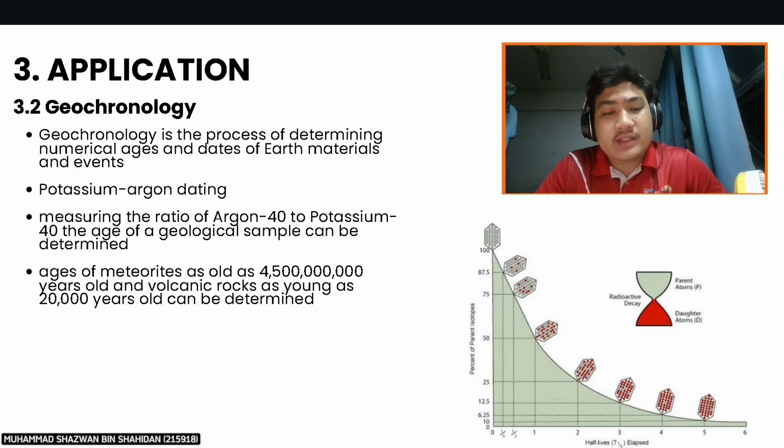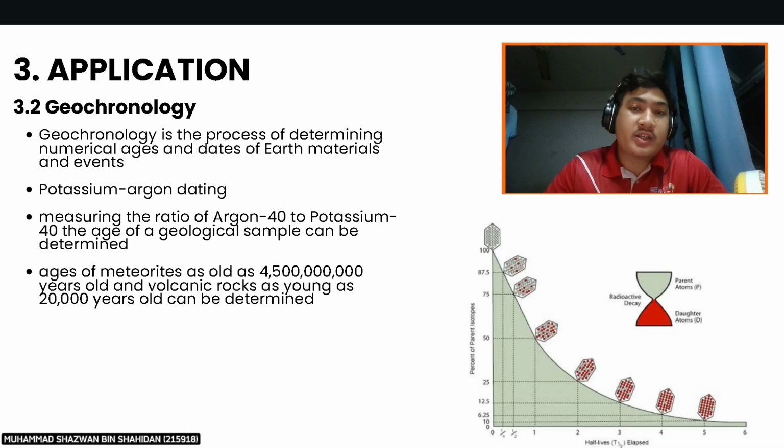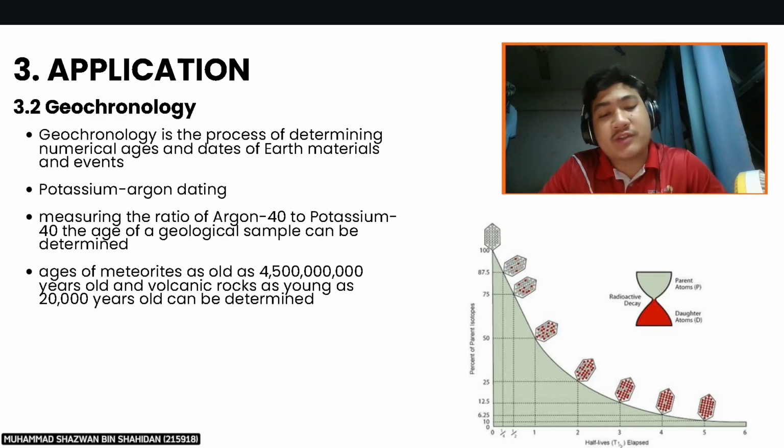Potassium-argon dating is a geochronology method of determining the time of origin of rocks by measuring the ratio of radioactive argon to potassium in a sample. This method has been successfully used to estimate the ages of meteorites as old as 4.5 billion years old and volcanic rocks as young as 20,000 years old.